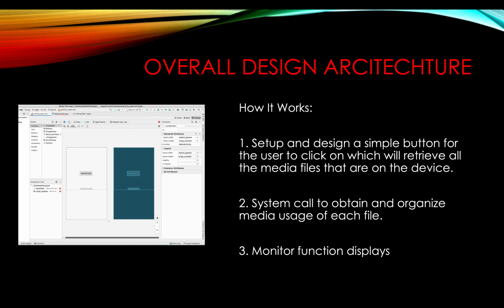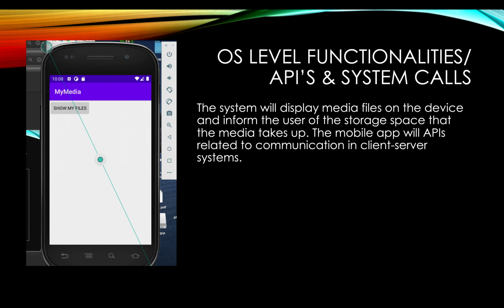And then the third is to monitor the function displays. So, the OS level functionalities, APIs, and system calls. The system will display media files on the device like I explained before, and it's going to inform the user of the storage space that this media takes up. The mobile app, with the APIs related to communication in client server systems.